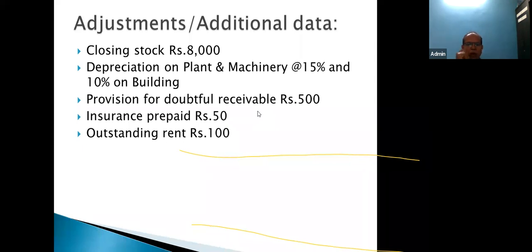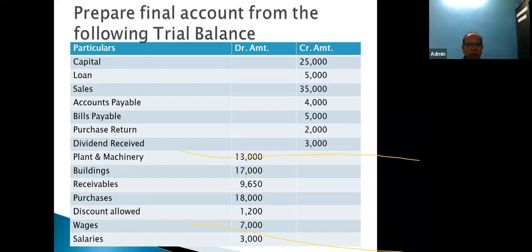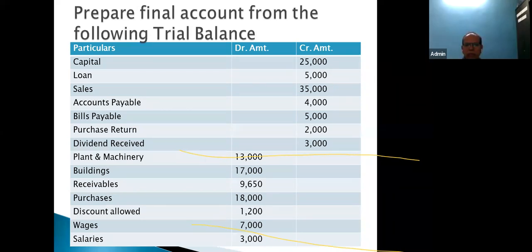And the second one, whatever debtors we have been informed in the trial balance. See, I will show you the trial balance. Can you find out the amount of receivable? Is there any amount of receivable? Can you share with me what is the amount of receivable from this slide? Yes, please. 9,650. Correct. 9,650.